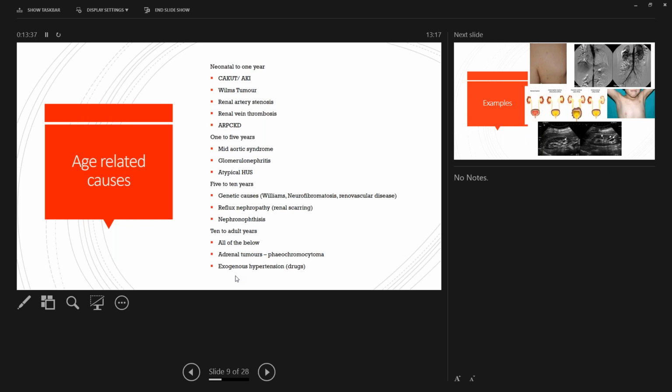And then nephronophthisis, a tubulointerstitial problem of the kidneys, would also present at this age, which is also genetic. And then 10 to adolescent and adult years, all of the below can be applicable, probably less so the renal vein thrombosis or the mid-aortic syndrome, which will present in early infancy. You may also see some renal and adrenal tumours, things like pheochromocytomas, which affect the adrenal glands and cause an increased release of catecholamines. You may also see in this age group exogenous hypertension, so drugs that have directly affected the kidneys.